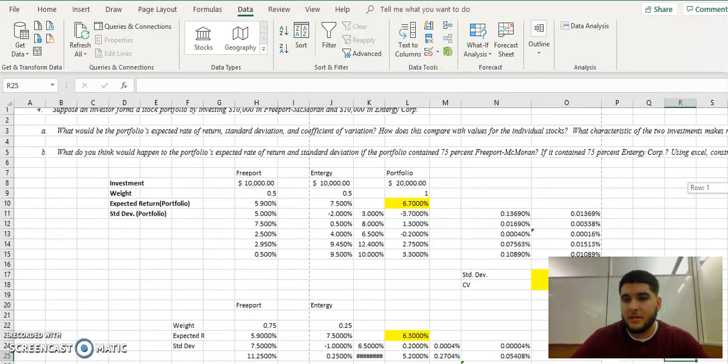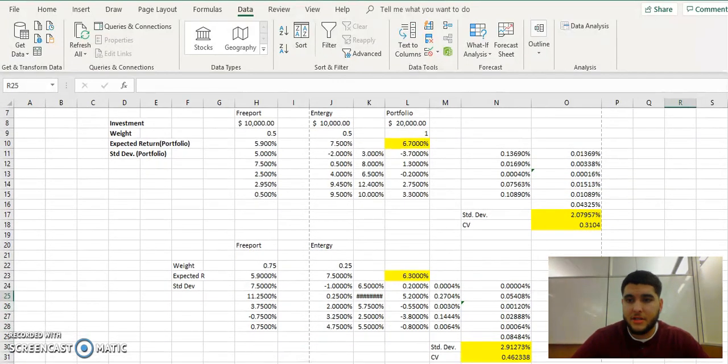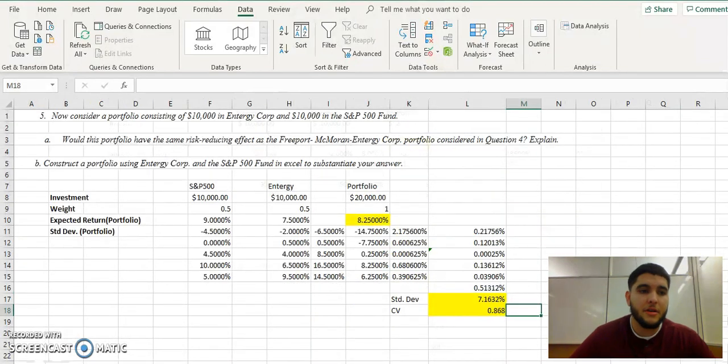If we change the weights to 0.75 and 0.25 for Freeport and Entergy, we were able to see that the expected return decreases and the standard deviation increases. If we do the complete opposite and give a 25% weight to Freeport and a 75% weight to Entergy, it becomes a more risky investment. Our expected return decreases as well as standard deviation increasing, sort of like this situation here.